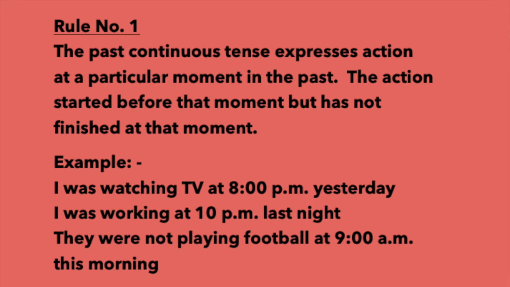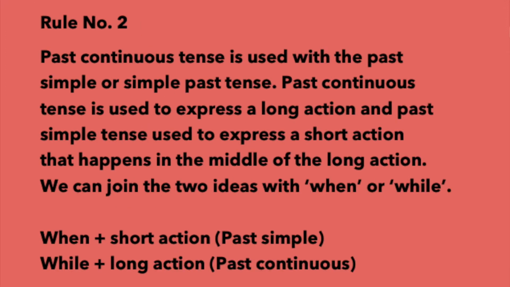Look at the following examples. I was working at 10 p.m. last night. We can understand when the action happened, or what time the action was happening. Next one, they were not playing football at 9 a.m. this morning. From this sentence, we also understand that it was a continuous process, along with the time when the action was happening. From these examples, we can understand that the action started before that moment and had not finished at that moment. Then let's move on to the next rule.